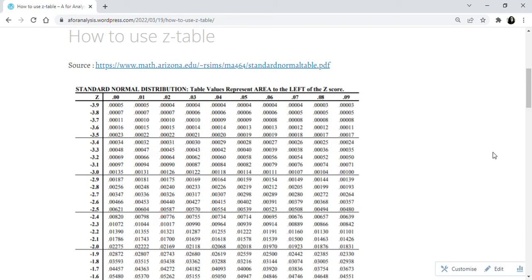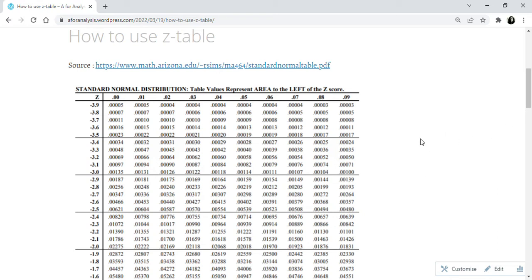Today in this video we'll be talking about z-score and how to use z-table. So if you have ended up in this video, I will imagine that you already know what z-score is and you at least have a z-table handy, or you can use this z-table as given in this blog.